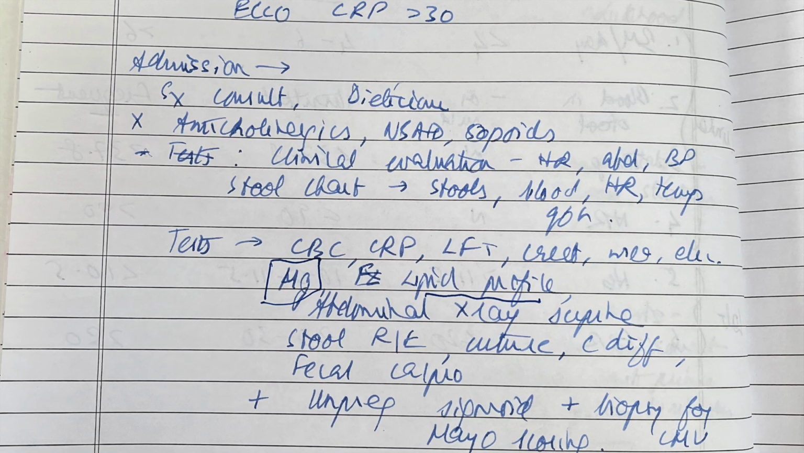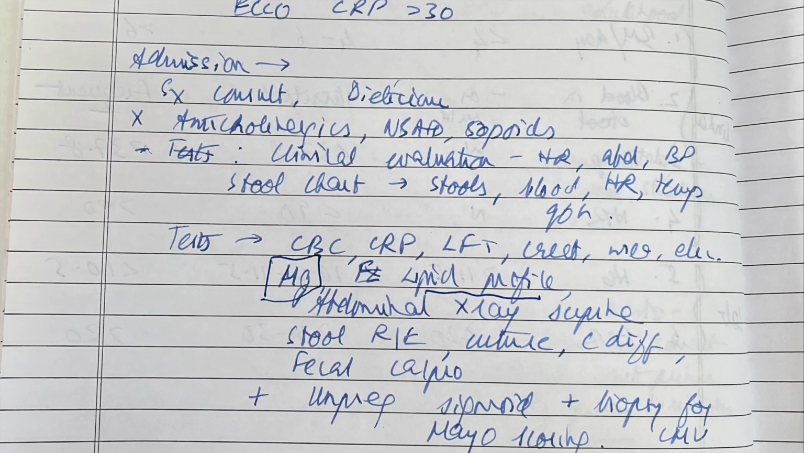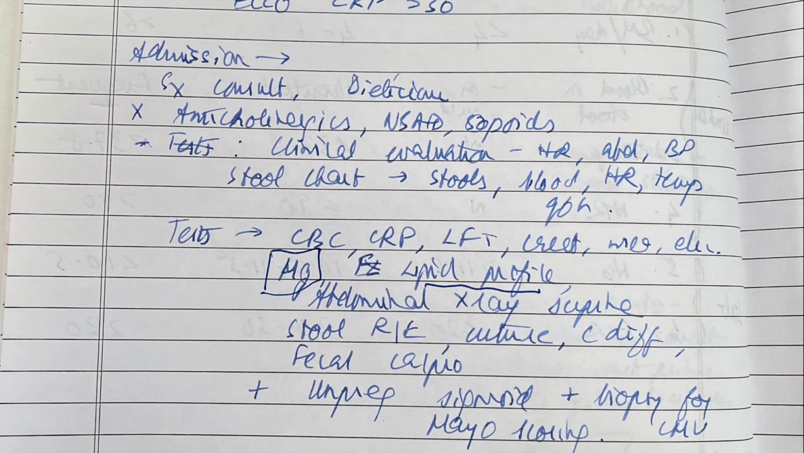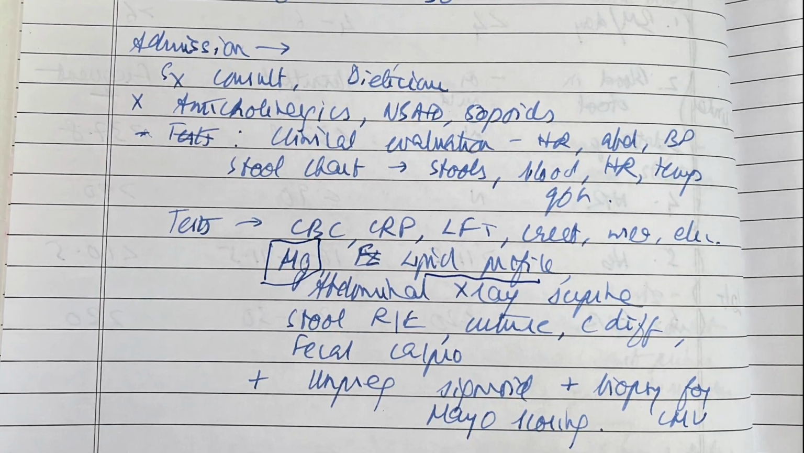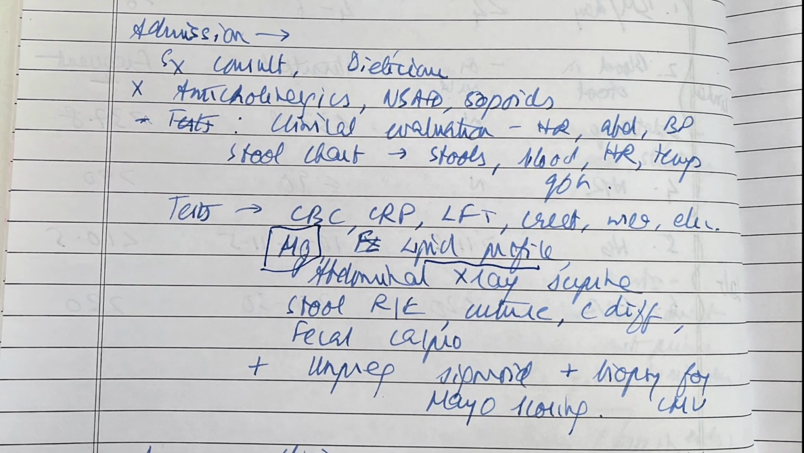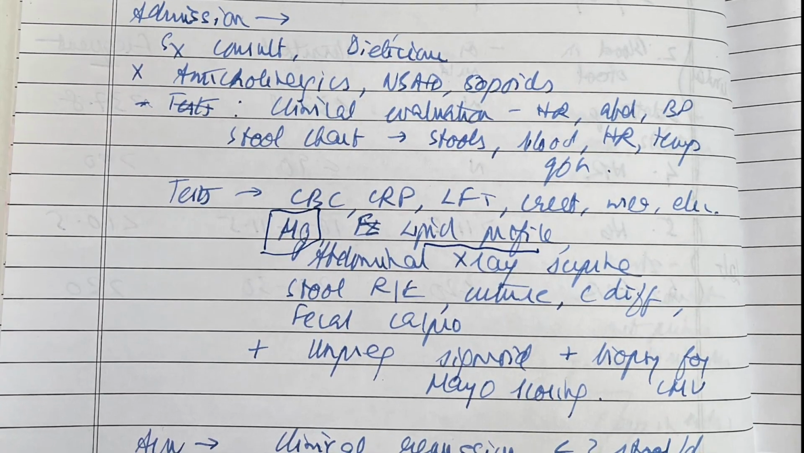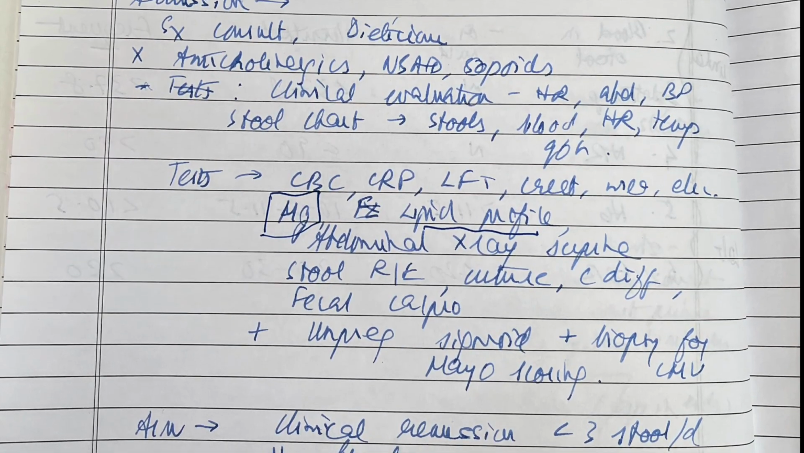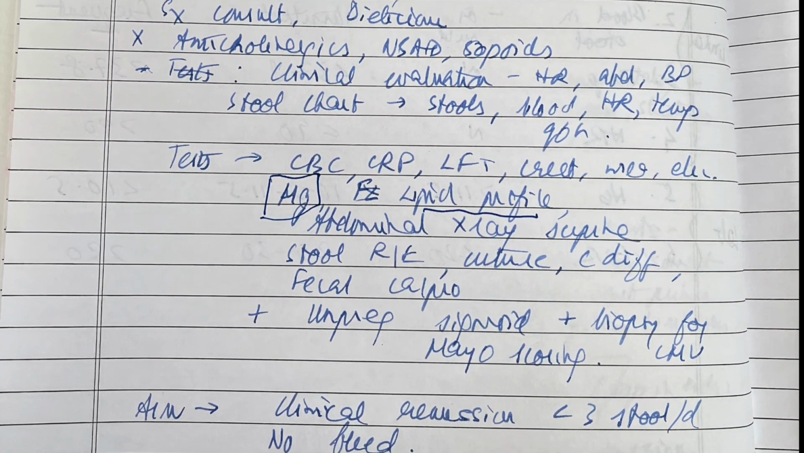So what do we do? We admit them, we give a surgical consult straight away, and a dietitian consult for exclusive enteral nutrition. We cannot give them anticholinergics, opioids, or NSAIDs. The clinical evaluation is done with the heart rate. We check the abdomen for signs of perforation. We check the blood pressure. We maintain a stool chart with the stool frequency, blood in stools, heart rate, and temperature every 6 hours.